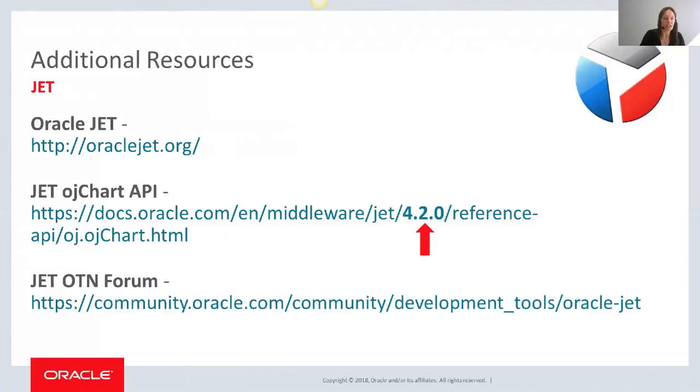In terms of JET, there's the link to the main JET site, but the one I want to highlight is the OJChart API. And I want to highlight the URL. Ensure that if you are making any customizations, that you are referencing the appropriate API to correspond with the version of JET that we incorporate in Apex, which is currently 4.2.0. The JET team are working on a much faster release schedule than we are, and actually released 5.2.0 just 2 days ago. So with that, they have updated their website. So just ensure that you are referencing the correct API when making changes.